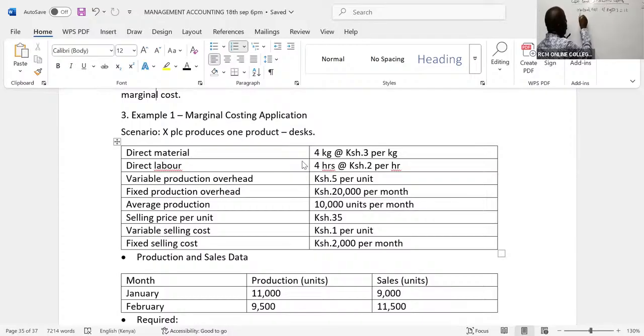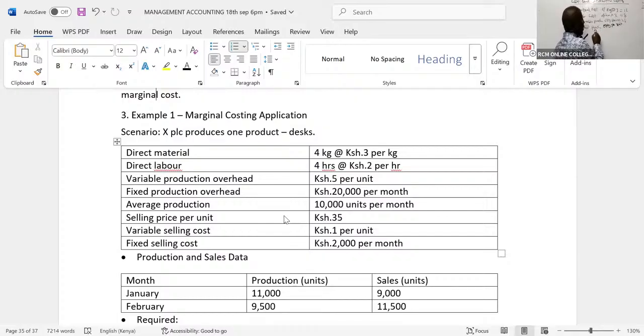And then we have labor cost. We took 4 hours times 2, which gave us 8. Then we have variable production overhead per unit, which gave us 5. And because this is full costing, we must also bring fixed production overhead per unit.